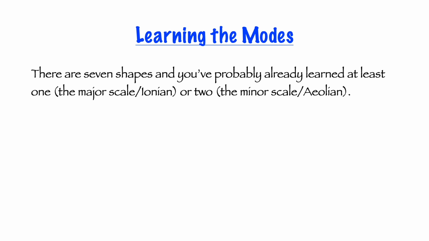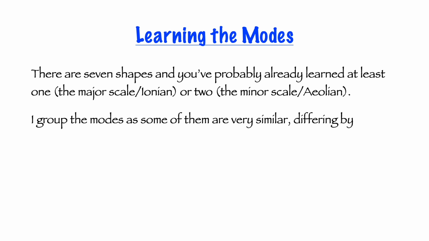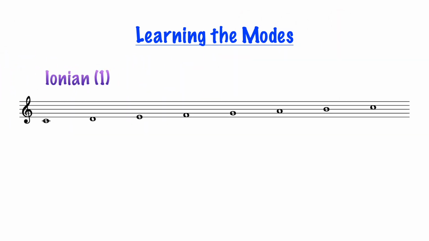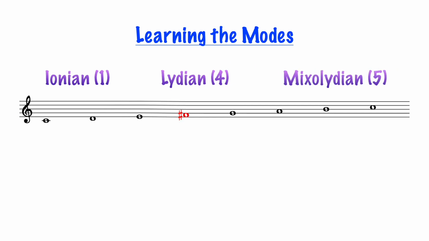Sometimes we'll find learning modes is complicated. Well, this is quite true. To make it easier, when learning modes, we can group the modes with similar notes. Take C as the starting note as an example. Ionian is actually C major key. C Lydian is very similar, but with F sharp. And C Mixolydian too, but with B flat.